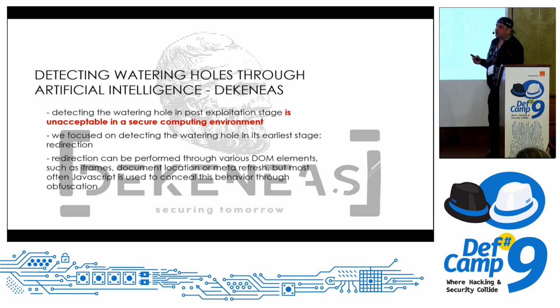So we decided to come up with a new approach, and that is detecting watering holes through artificial intelligence. Because detecting the watering hole in the post-exploitation stage is unacceptable in a secure computing environment. We focused on detecting the watering hole in its earliest stage, the redirection stage, which can be performed through various DOM elements such as iframes, document location, or meta refresh. But most often, JavaScript is used to conceal this behavior through obfuscation. Most watering hole attacks employ JavaScript because it allows the code to be obfuscated, so nothing is very obvious to the unsuspecting guy.